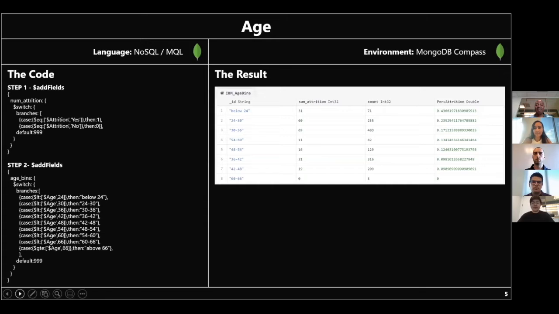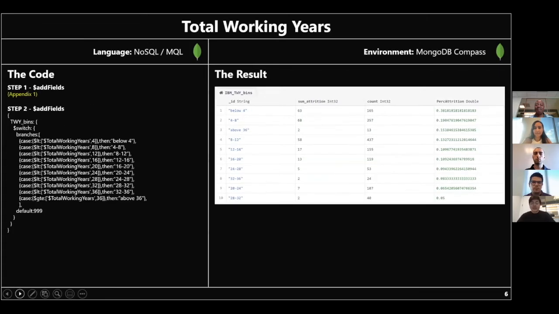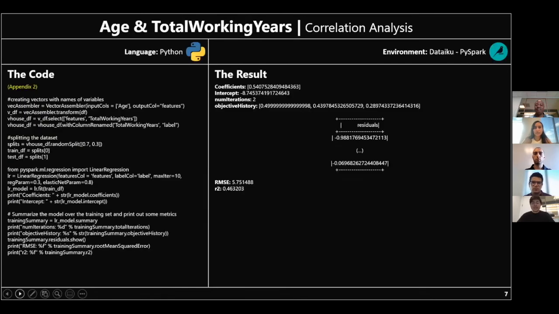Next, talking about the total working years, we analyzed the impact of the total working years, or experience, on the attrition rate. So we found that the people with 2 years or fewer years of working experience have an attrition rate of 44%, and those people having greater than 2 years of working experience have a 14% attrition rate.